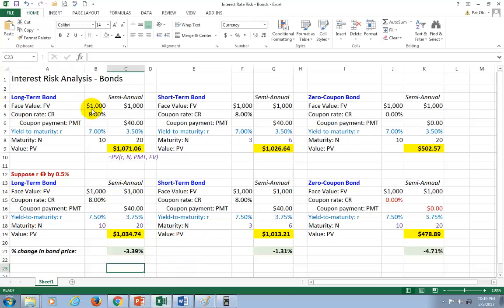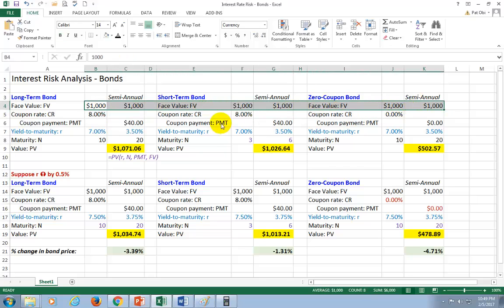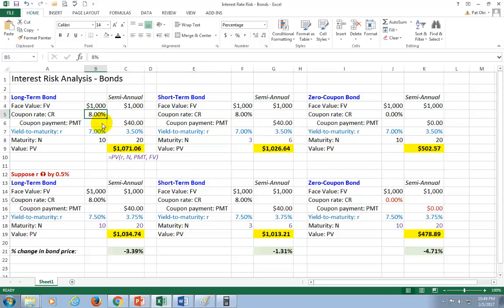So here's a spreadsheet. There are three types of bonds here that are used as an example: a long-term bond, a short-term bond, and a zero coupon bond. Now, the face value of all the bonds is $1,000, as you see here. The long-term bond pays a coupon of 8%, and I'm just going to assume a flat yield curve, and so this short-term bond also pays a coupon of 8%. This is a zero coupon bond, of course, and pays no coupon.